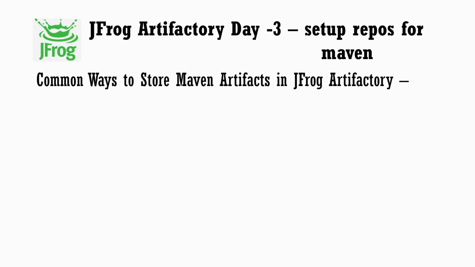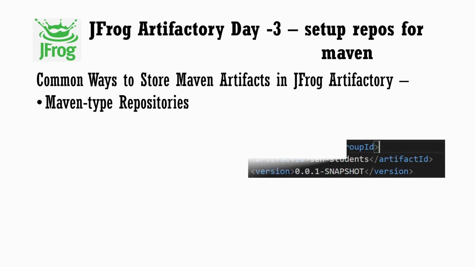What are the common ways to store Maven artifacts in JFrog Artifactory? Because different organizations follow different methods. The first one is Maven type repository. This is the most common and recommended method for any Java or Maven based application. It follows the standard directory structure like group ID, artifact ID and version which we mentioned in the pom.xml file.